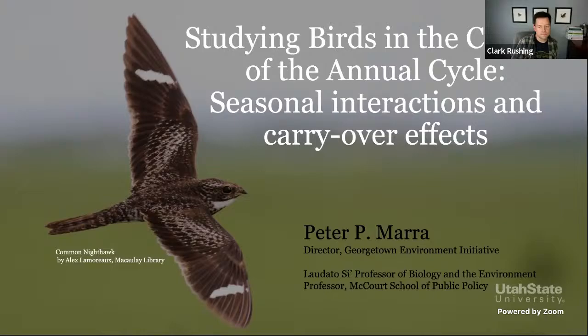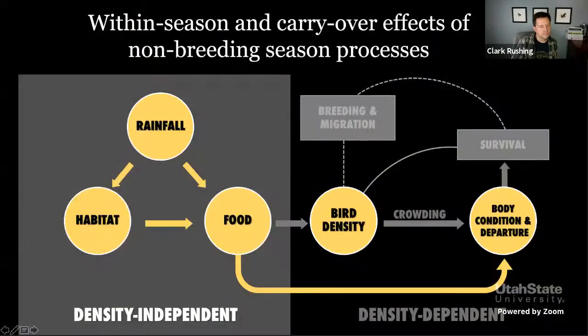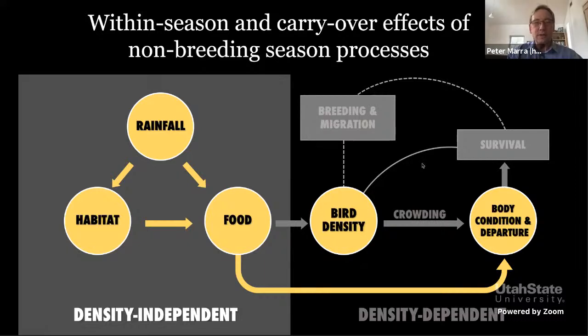All right, so let's start here. Basically what I've just showed you is that there are a variety of density independent factors. Can everyone hear me okay? Clark, you there? Yeah, you're good. Okay, so there are a variety of density independent factors that drive the condition of birds: habitat, and rainfall in different years that influence food, and this influences body condition and departure.